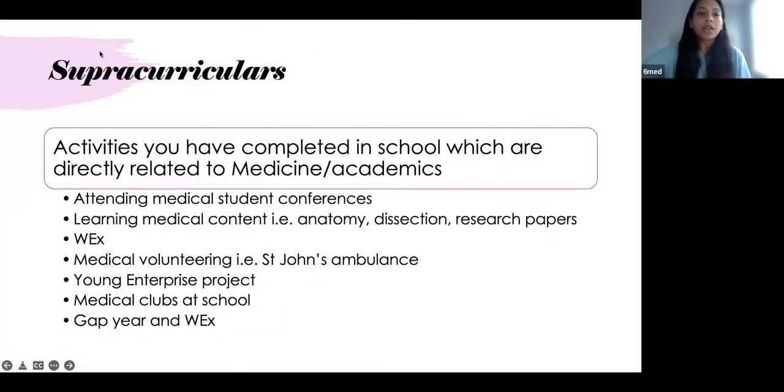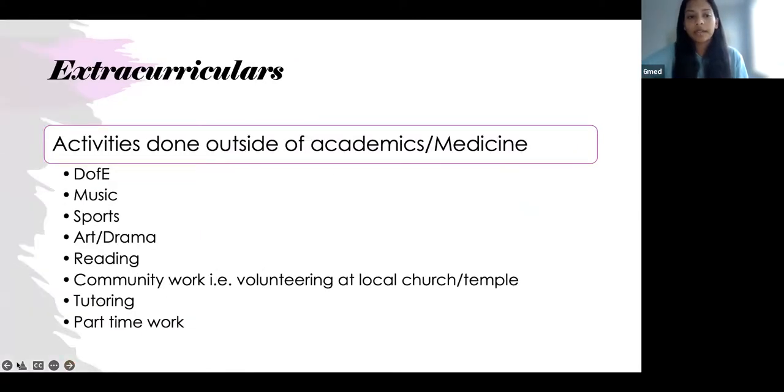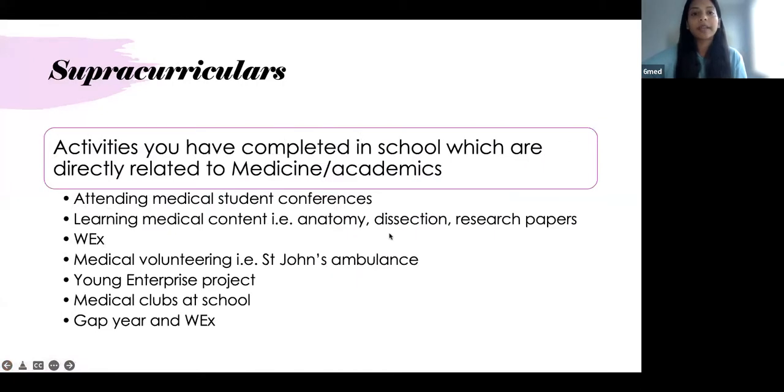Okay. So I always split it into supracurriculars, and then I'll talk about extracurriculars, which is what most people would have heard of. So supracurriculars are hobbies which are in some way related to medicine or academics. Examples could be attending student conferences, learning medical content, if that's what you're interested in. So things like anatomy, dissection, reading research papers. Work experience counts as a supracurricular activity. Any medical related volunteering, so if you do things like St. John's Ambulance and you're trying to learn first aid, that would be a supracurricular activity.